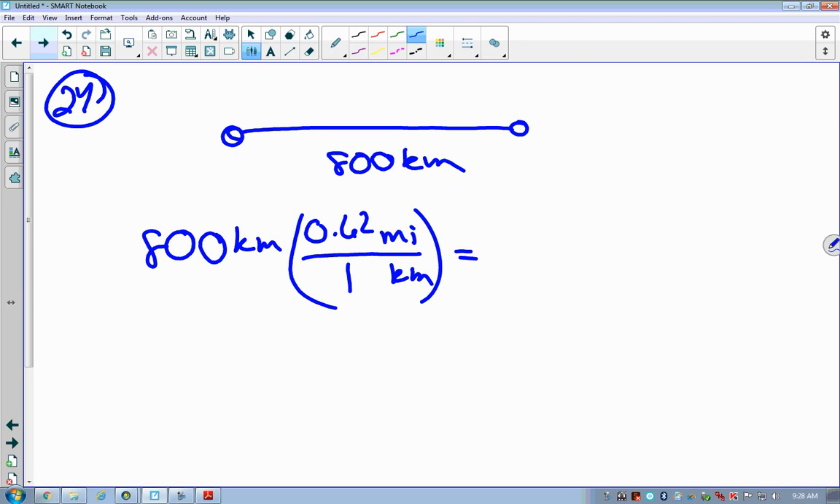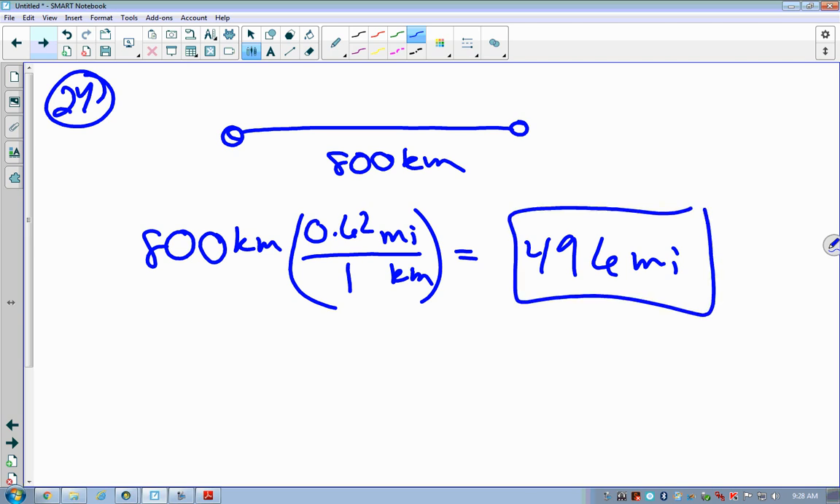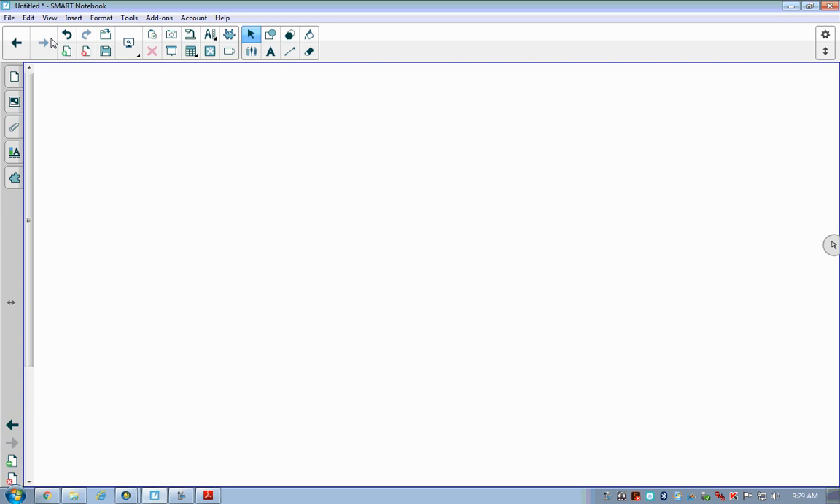What am I going to do to solve? Multiply 800 times 0.62. Okay, and you could do this with pencil and paper, or you can do this with a calculator. What does the answer come out to be? What's that? 496 miles. Okay, 496 miles. Okay, do we understand our conversions? Okay, and how to set them up? Okay, next question.